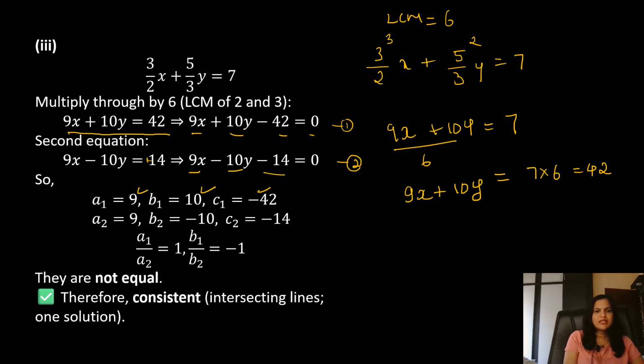So now let's check. a1 by a2 equal to 9 by 9 is 1, b1 by b2, 10 by minus 10, 10 ones are 10, so minus 1 it is. So both are not equal. They are not equal, therefore consistent, intersecting lines. One solution.